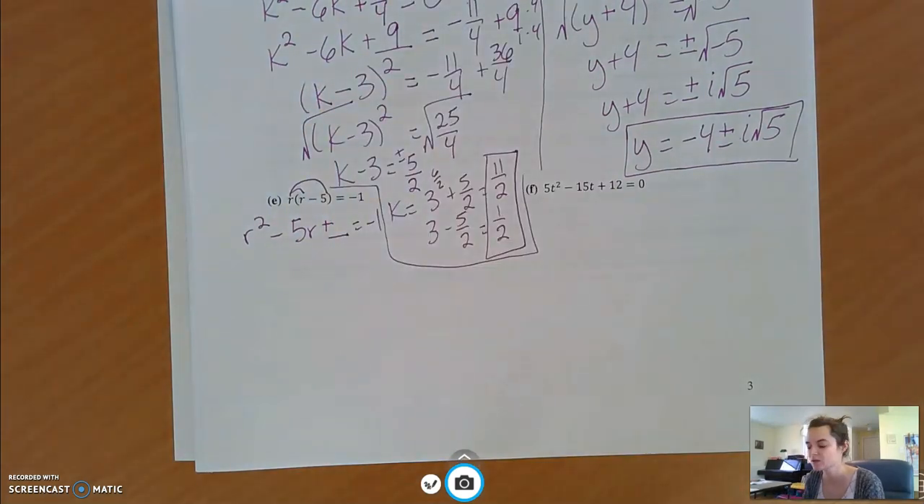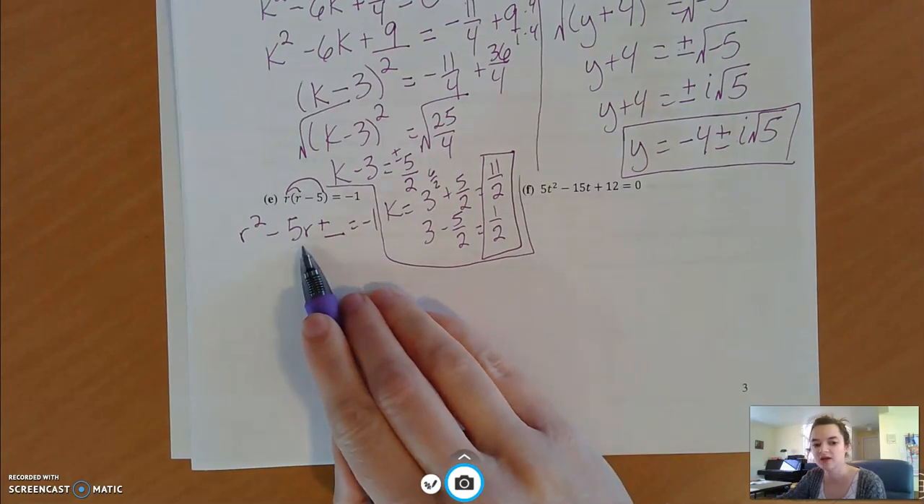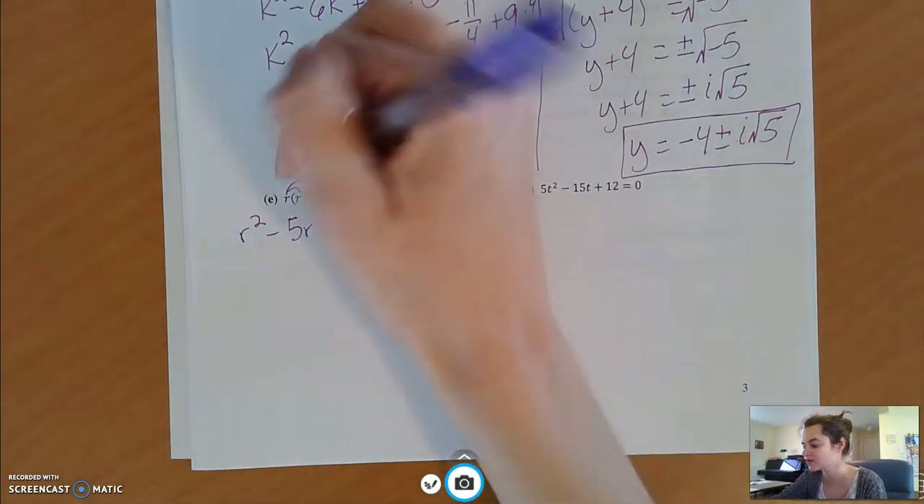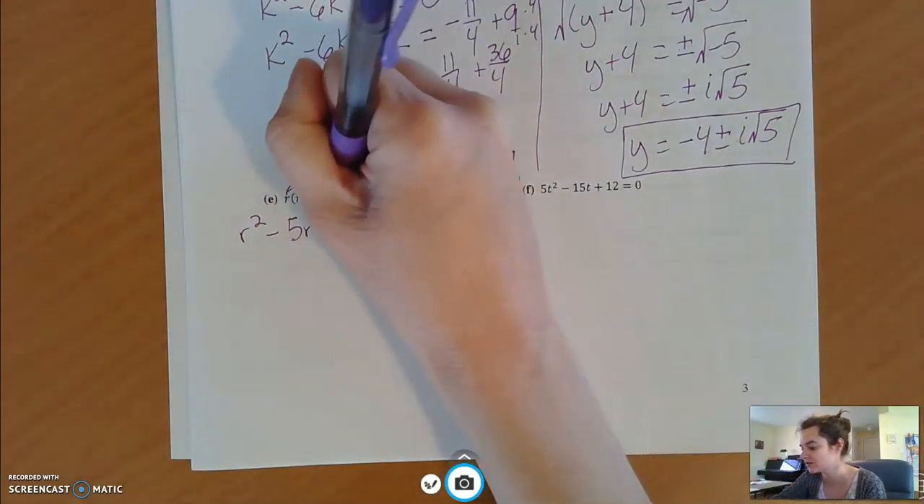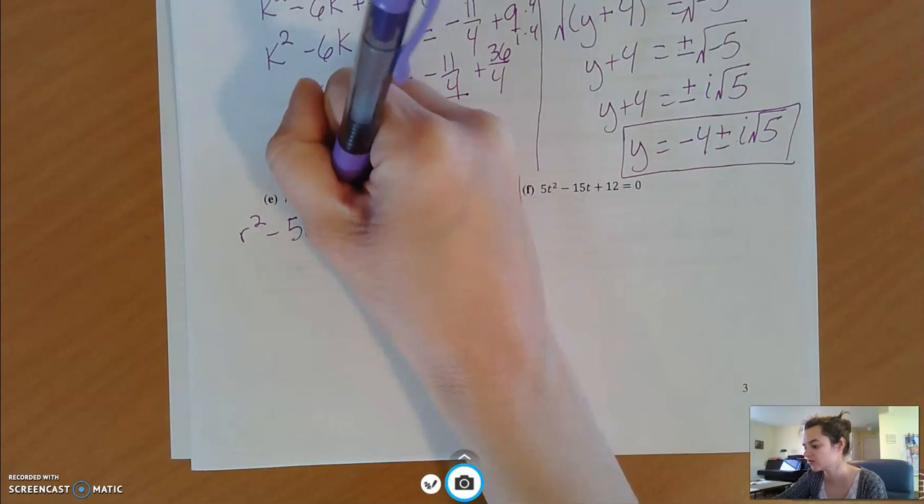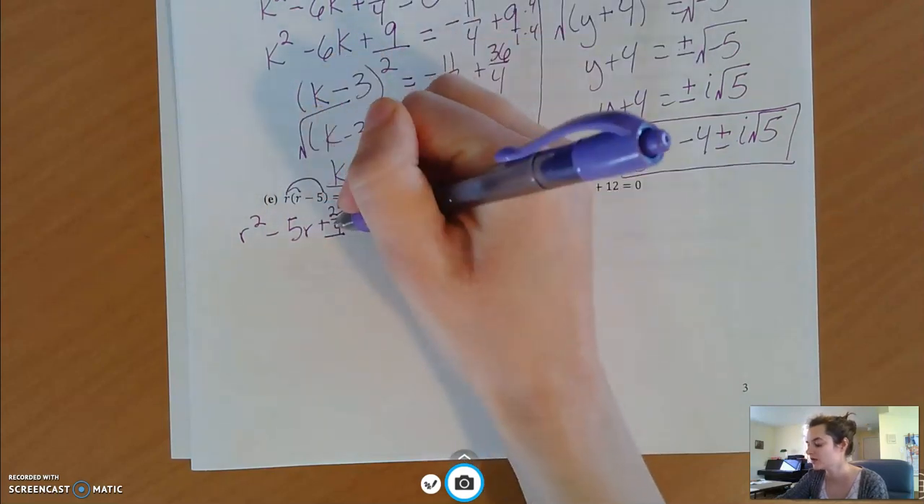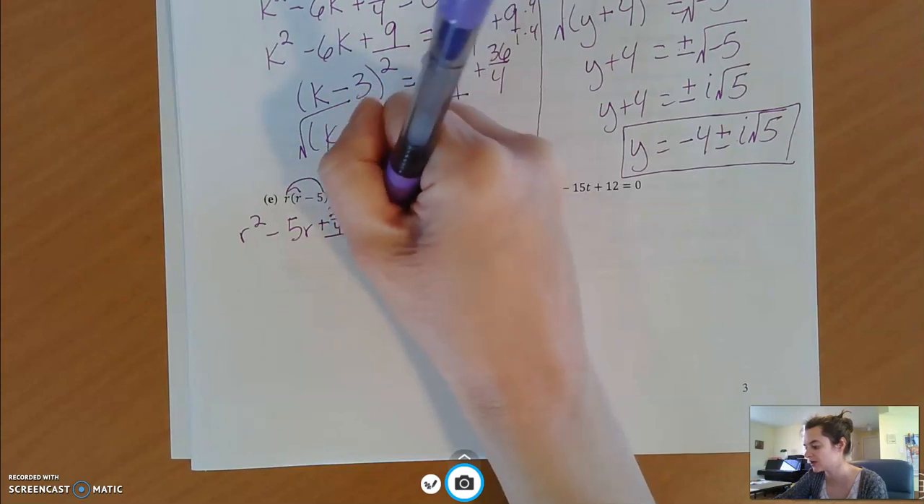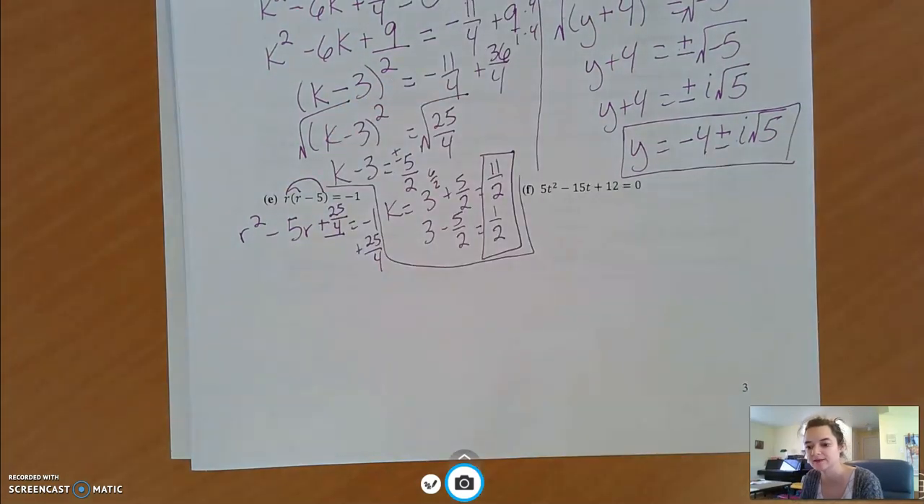Okay, so our middle term is negative 5r. Half of that would be 5 halves, and squaring that would be 5 squared over 2 squared. So 5 squared is 25 over 2 squared, which is 4. Okay. Whatever I add on the left side, I also need to add on the right side. So I'm going to also add 25/4 on the right side.